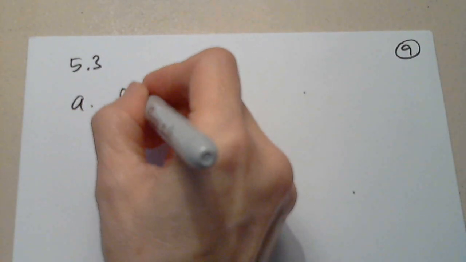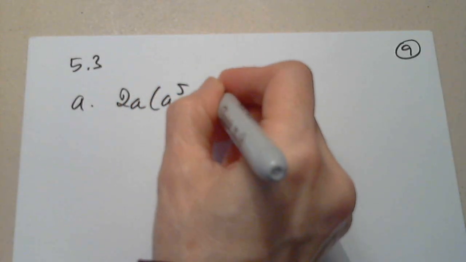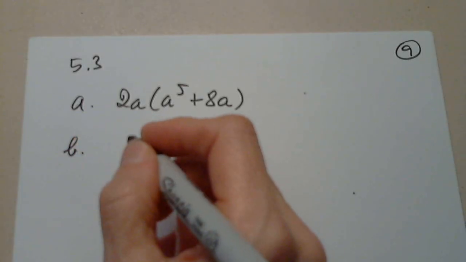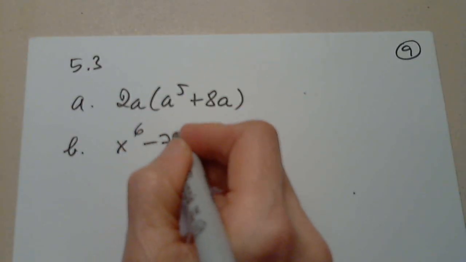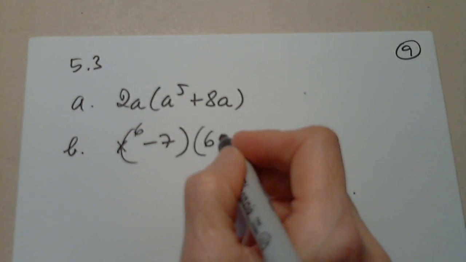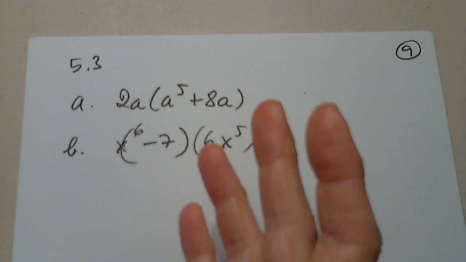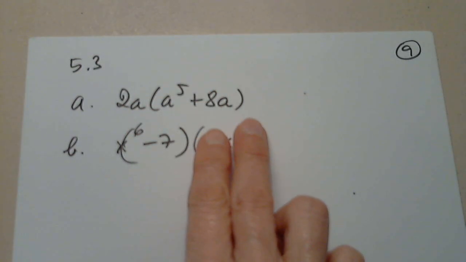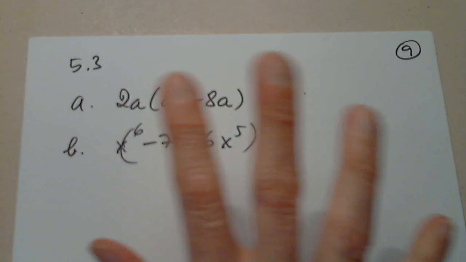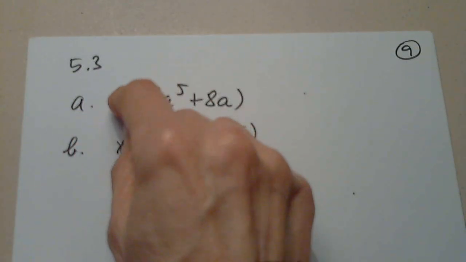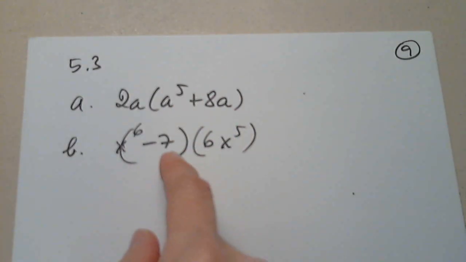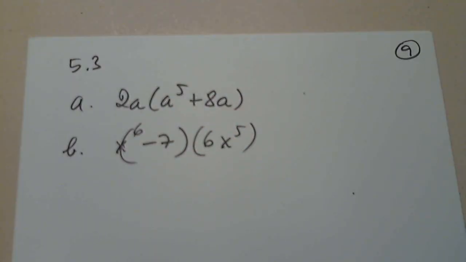The first one, 2a, a to the 5th plus 8a. We work individually on this. X to the 6 minus 7 and 6x to the 5th. Okay, so let's work on this for a minute. What I would do, if it's easier for you, I would put this monomial in front, but you don't have to. You either distribute from the front or you distribute from the back. It's the same thing. It doesn't matter. The answer will be the same.